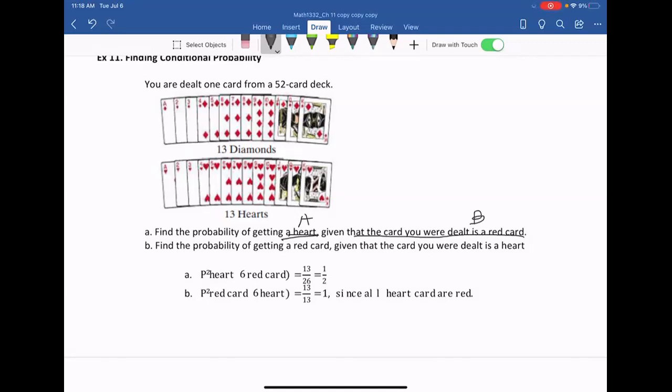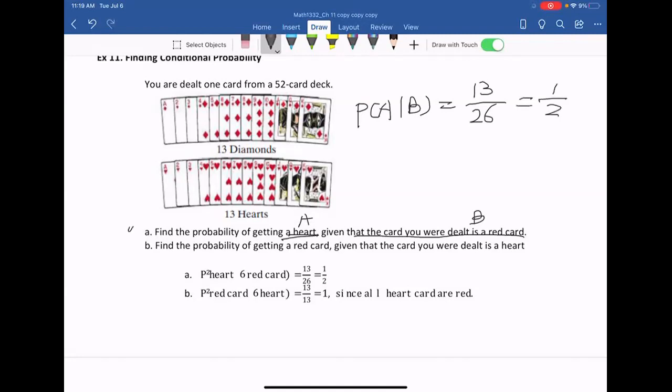So just note the first event is A, the second event is B. You can also denote the first one as B, the second one as A. It all depends on you. It doesn't matter. So we are looking for P of A given B. The B event is the card you were dealt is a red card. How many red cards? We have 26, because of the diamonds and hearts. How many hearts? We have 13 hearts. So the probability is 1/2.